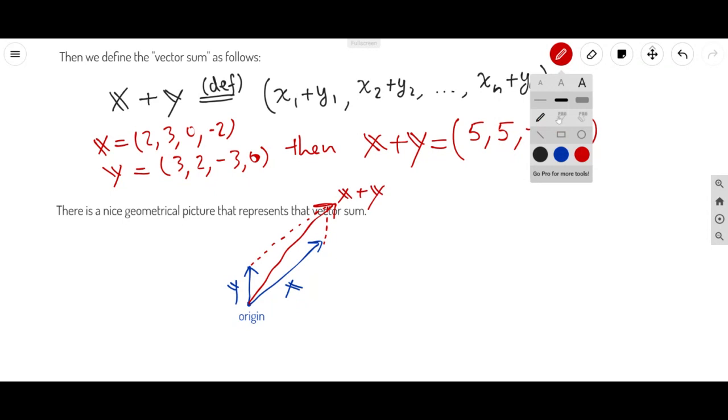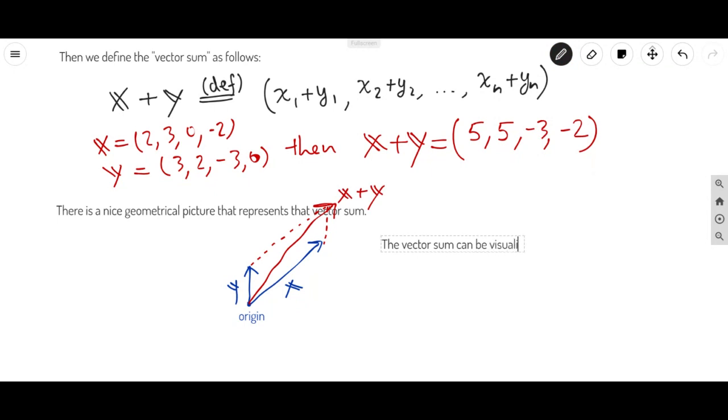Okay, so basically what we're saying is the vector sum can be visualized as the diagonal of the parallelogram, which is determined by x and y. And of course, for those of you who have a physics or engineering background, you immediately realize why this is important, because this is exactly how forces act.